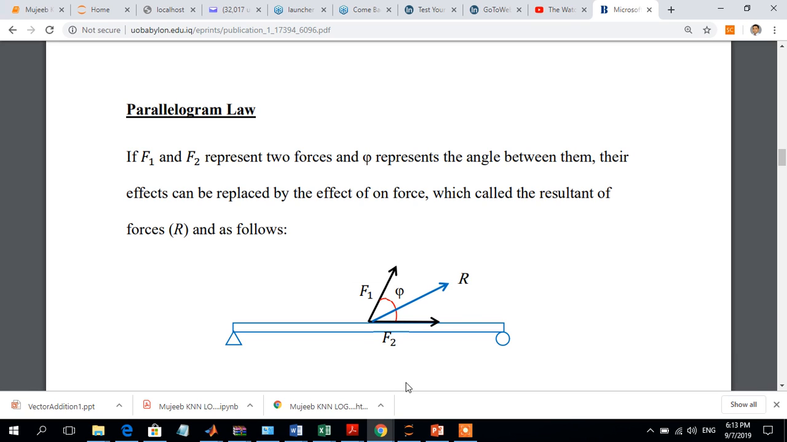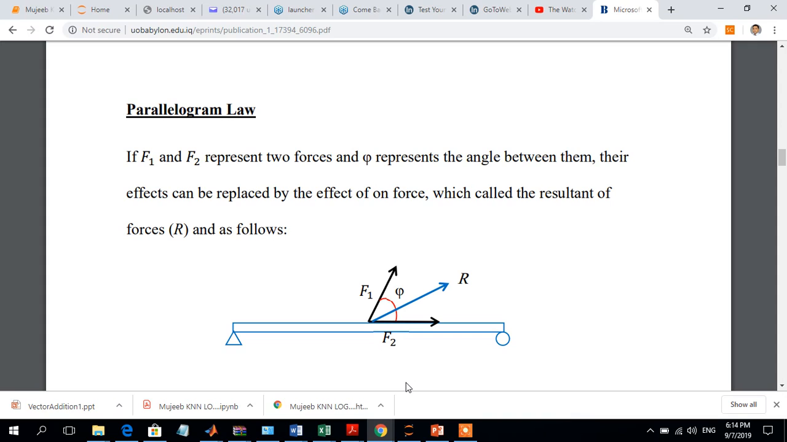Hello everyone. This is my first lecture on engineering mechanics. So today in today's lecture we are going to see some of the fundamental laws which are very commonly used while solving problems related to mechanics. So today the first law I'm going to discuss with you is the parallelogram law.